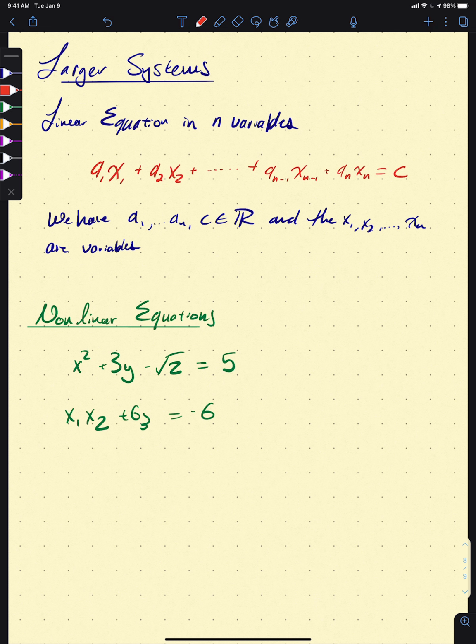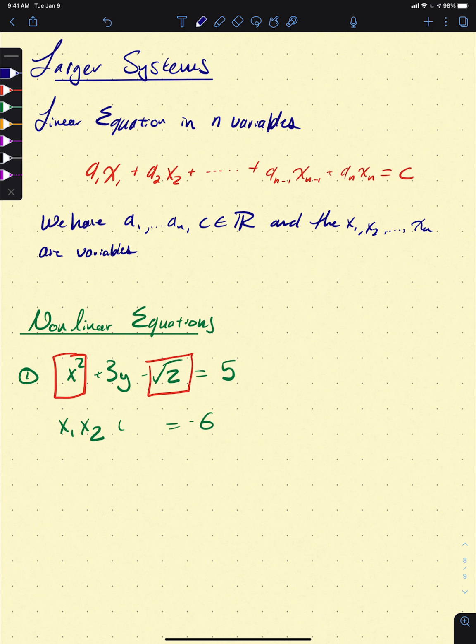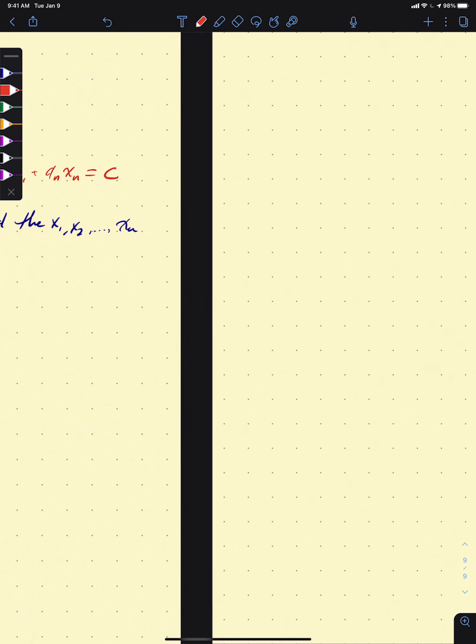There are two things that make this first guy not a linear equation. For one, x is squared, and for two, z is square rooted. In our archetype form, all of these are to the first power. For the second one, I guess I should write that a little bit cleaner. That's 6, it's in the wrong color. It should be 6x sub 3. This is great, but unfortunately here we have two of our variables multiplied together, which is bad.